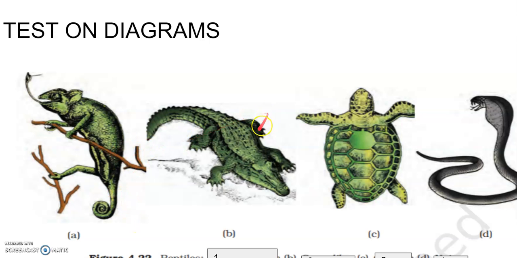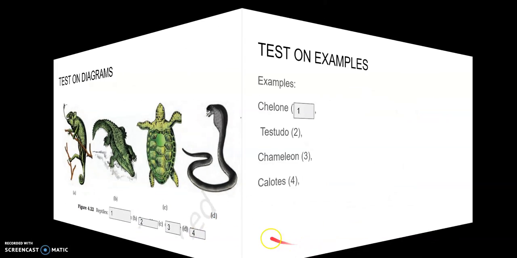Okay, what is this one? What is A, what is B, what is C, what is D, what is 1, what is 2, what is 3, what is 4? In this A place I kept here 1. Okay, B, 2, 3, 4. What are these 1, 2, 3, 4?